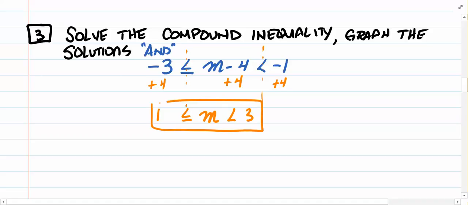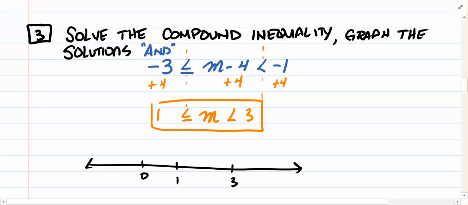There's my compound inequality, and it says to graph it. So I put my number line down, I put 0 over here, and I put 1, and then I put 3, because now I have 2 points in question. And then to graph, I would go above the 1, and then close the dot, go above the 3, keep it open, and I would want everything in the middle. And that's how we would graph the compound inequality.